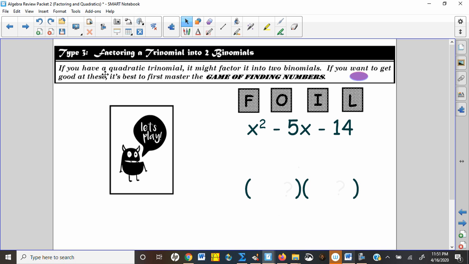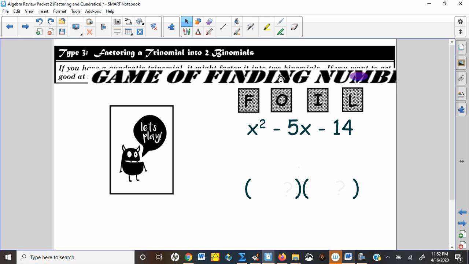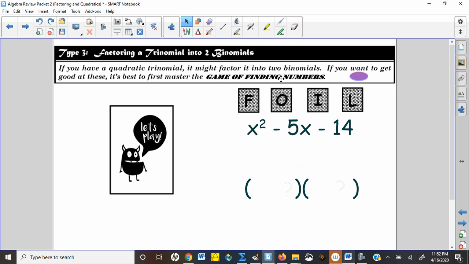If you really want to know how to factor, you have to be really good at thinking backwards. Okay, if you have a quadratic trinomial and you want to factor into 2 binomials, you really want to know how to play the game of numbers. The game of finding numbers. What game is that? I'm going to teach you, okay?